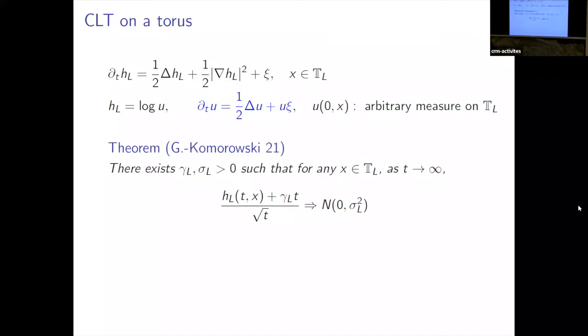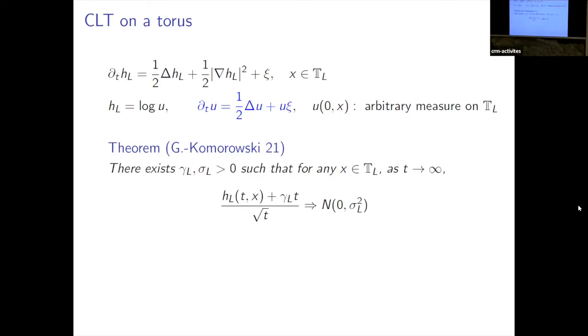If you compare this with the result I presented on the first slide, you see that on the whole line, the standard deviation is t to the 1/3. But now I have square root t. So this is the first difference. The second difference is that here I have Gaussian fluctuation, but yes.